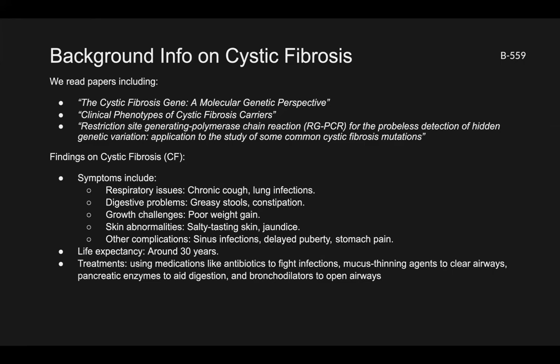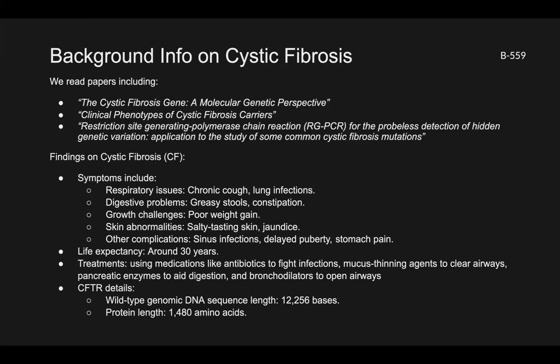And there are many treatments for cystic fibrosis, but none of them truly cure the condition itself. You could use medications like antibiotics to fight infections, mucus thinning agents to clear your airways, pancreatic enzymes to aid digestion, and bronchodilators to open airways. And some CFTR details include the wild type genomic DNA sequence length is 12,256 bases, and the protein length is 1,480 amino acids. So, as you guys can see, it's very big.